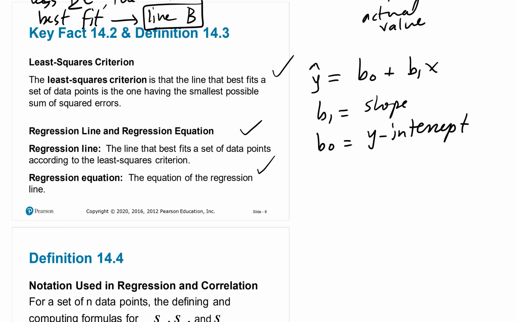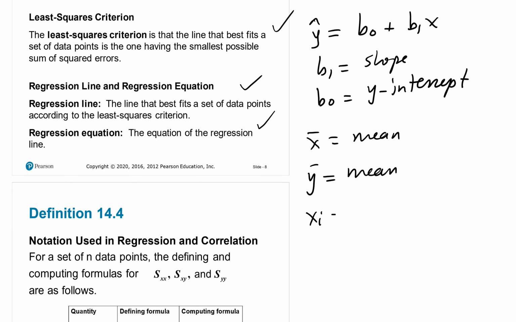Each one has its own formula. Recall, x bar is the mean of all the x values. You add all the values up, divide by how many numbers you have. And the same thing, y bar is the mean. When we use this term, xi means the x values given in the data, x1, x2, x3. And the yi, those are the y values.